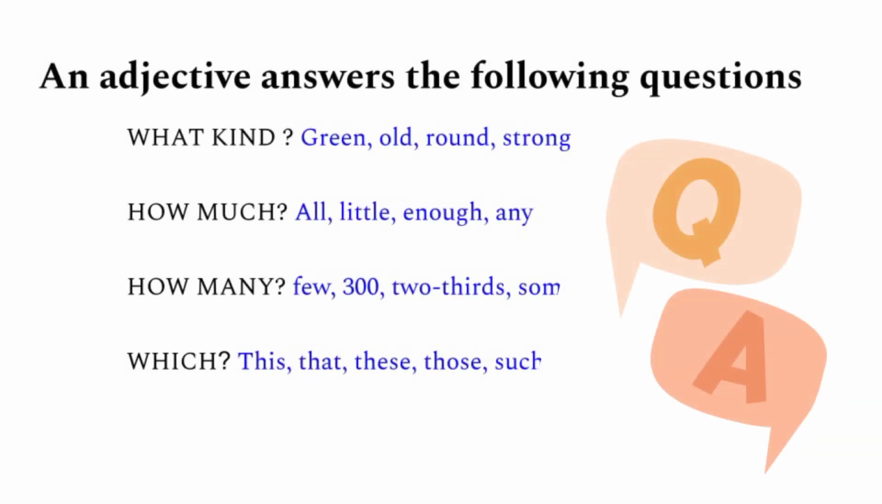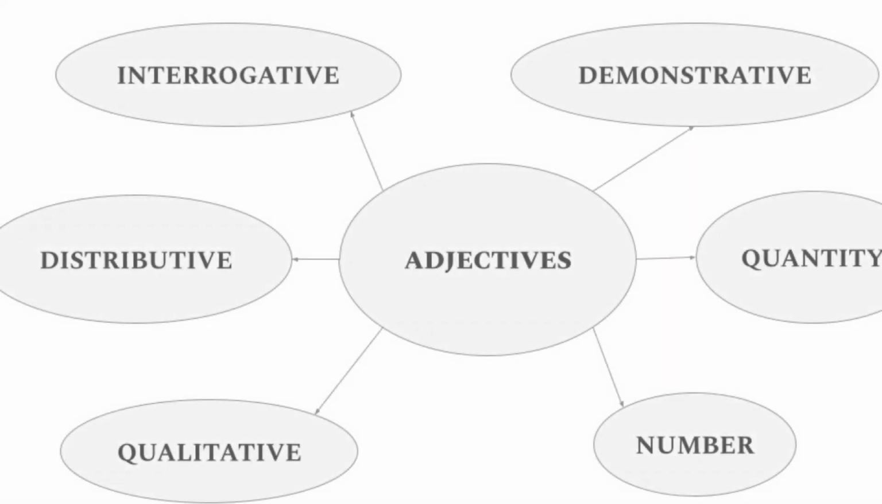Basically, an adjective answers questions like what kind, how much, how many, and which. Next, types of adjectives. Adjectives are divided into various types. We will look into the main 6 types of adjectives. These are adjectives of quantity, adjectives of number, qualitative adjective, distributive adjective, interrogative adjective, and demonstrative adjective. Now, let's look into them one by one.